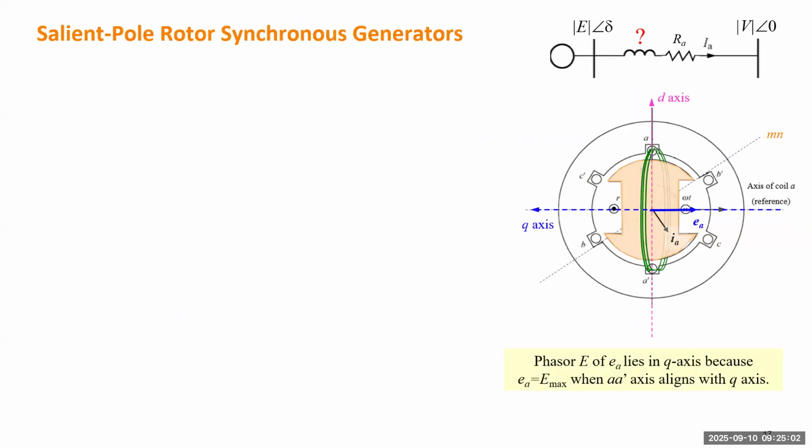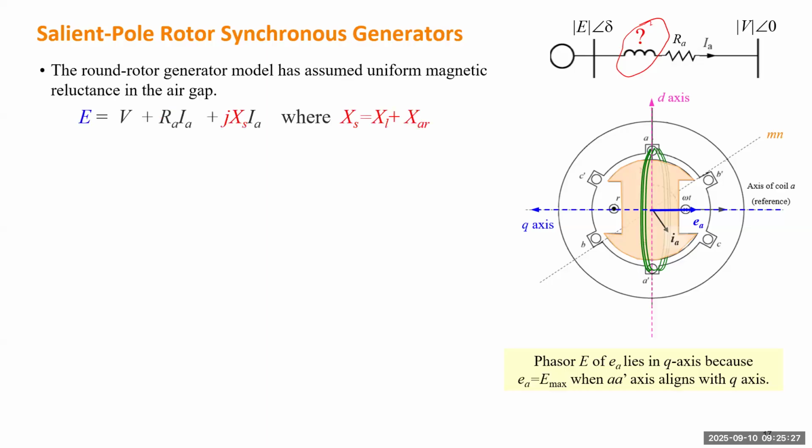So we start from here. If the rotor is revolving, we won't be able to have a constant reactance here, because this reactance depends on the inductance of the armature winding, and that inductance depends on the flux. If the flux is changing, this reactance will also change.